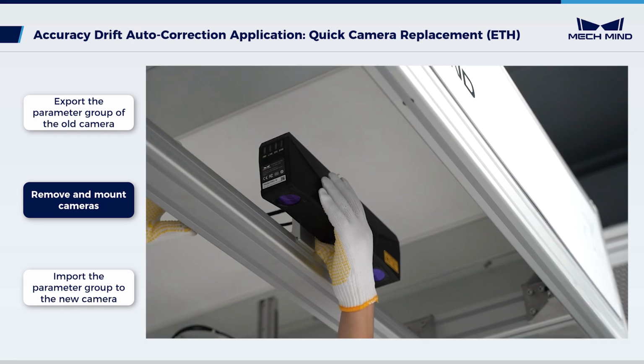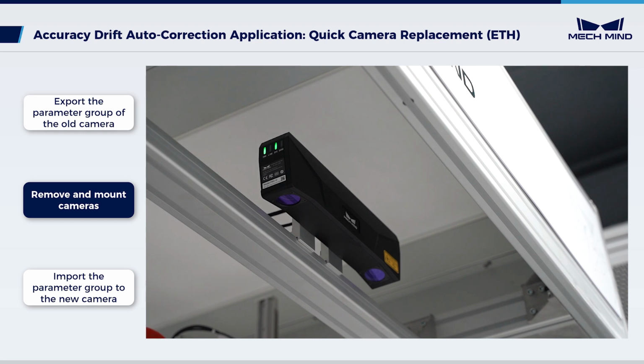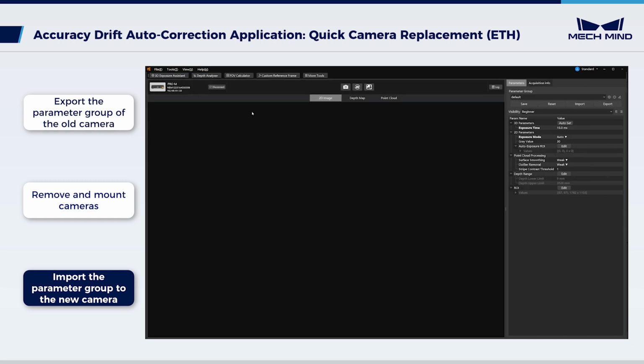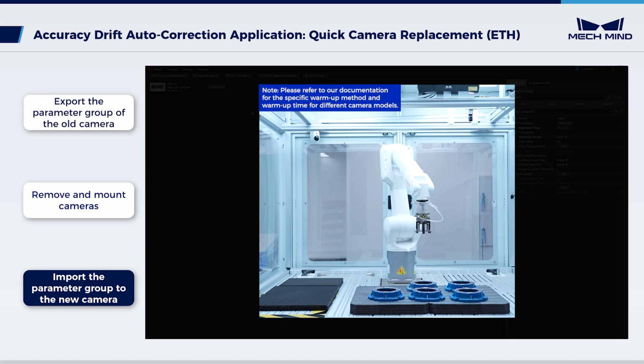Once mounted, turn on the power. Ensure that all indicator lights show normal status. Next, return to Mech-Eye Viewer. Connect to the new camera. After this, warm up the camera to prevent changes to the intrinsic parameters due to temperature fluctuations during data acquisition.